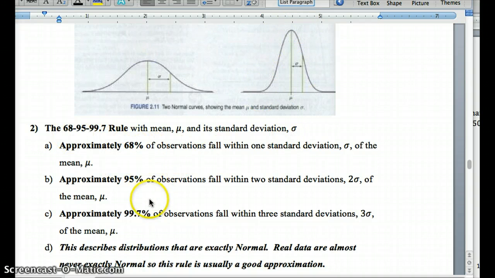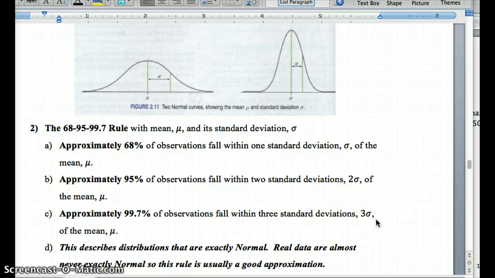So 68, 95, 99.7 is key to understand. That means that 68% of observations will fall within 1 standard deviation, meaning plus or minus a standard deviation. 95% will fall within 2, so plus or minus 2 standard deviations of the mean. And 99.7% will fall within 3. Now, this describes distributions that are exactly normal. And these are approximations here.